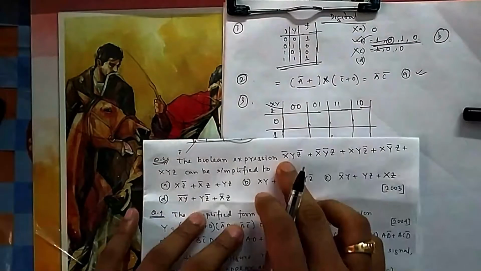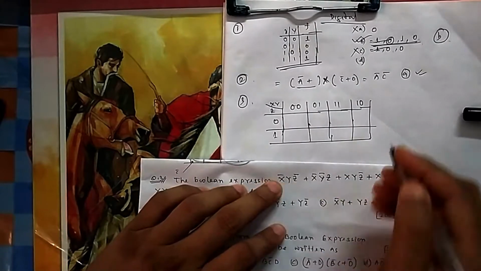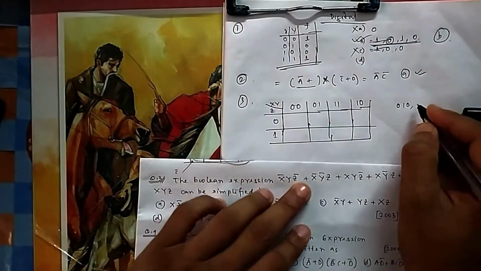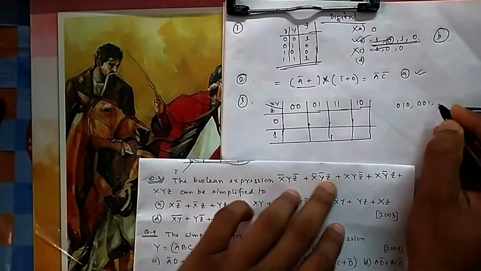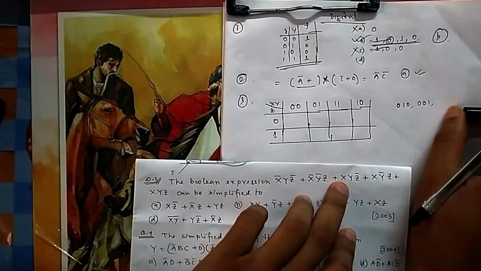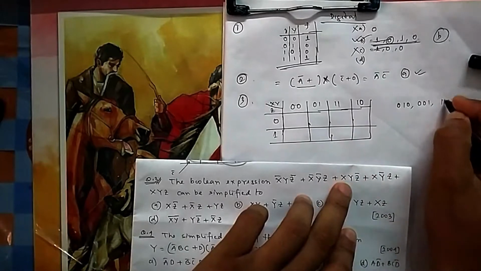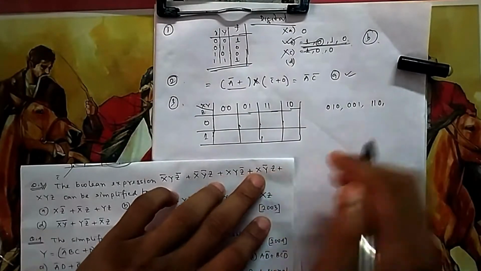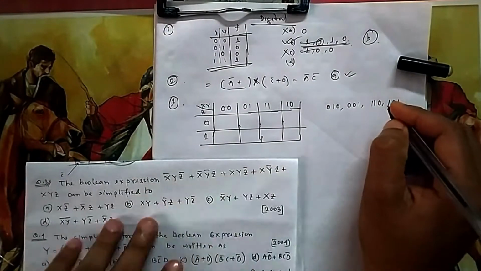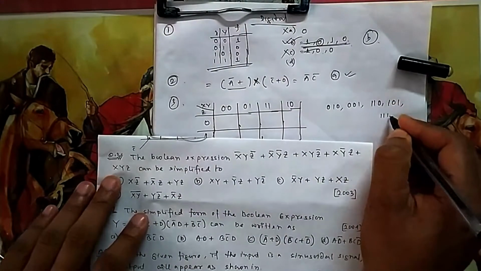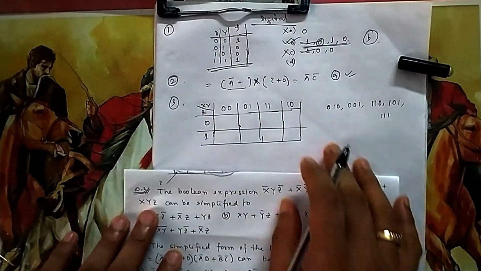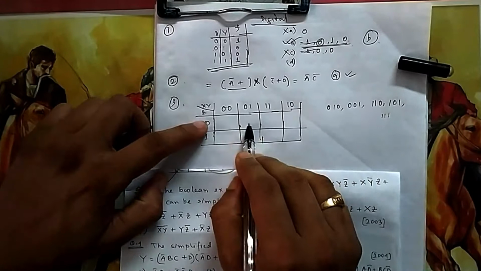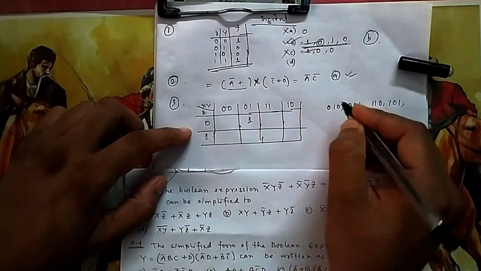So the first one is X bar, so 0. So what is the first item? Let me write it: 0, 1, 0. Then 0, 0, 1. So these are the items where it should be 1. And it is 1, 1, 0. Then you can see 1, 0, 1. Then the last one is 1, 1, 1. All 3, no bar is there. So you will put 1 there. 0, 1, 0. Then Z is also 0. So this is 1. This is done.